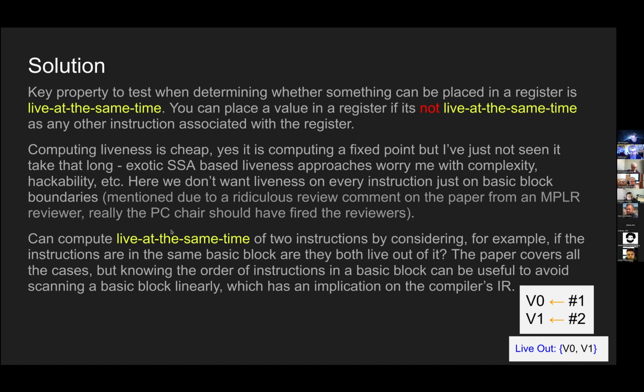And I give an example at the end here about we've got a basic block with these two values v0 and v1 in them. They're being assigned two constants. Both v0 and v1 are live out of the basic block. And so if I want to know, can v0 and v1 be live at the same time? Well, I can just go and look at the live outs of that basic block, and I can go, yes, here they are both being live out of the basic block. They're live at the same time. And I did that without computing intervals. I did that without having a graph.